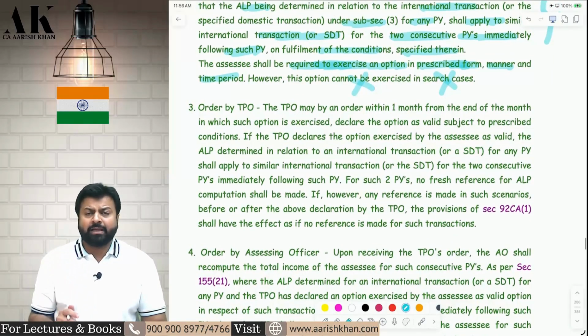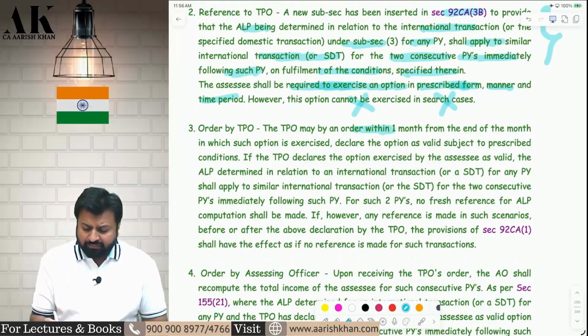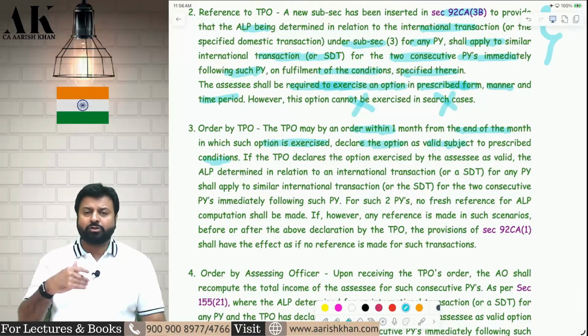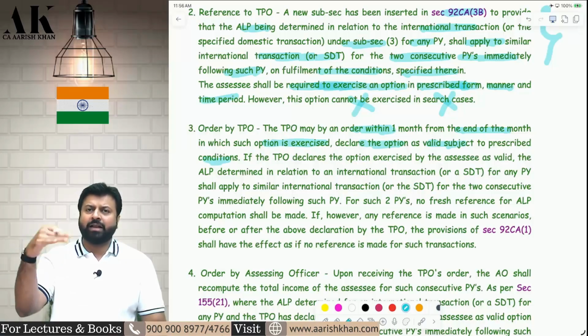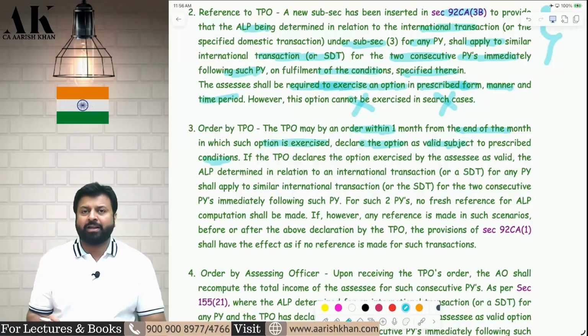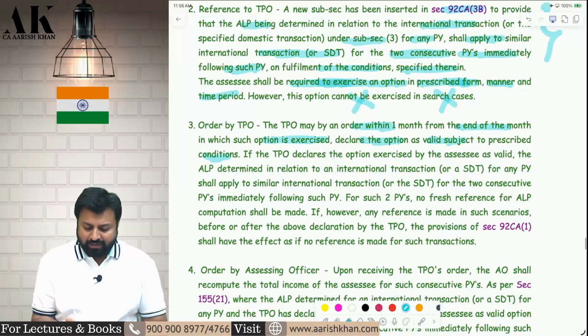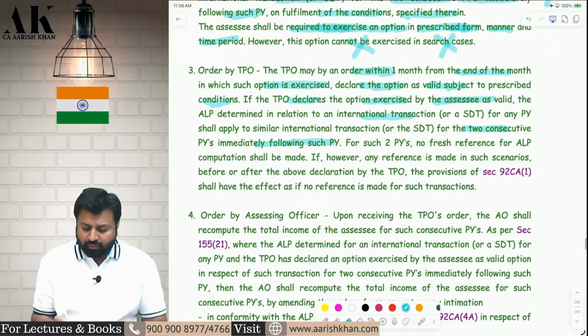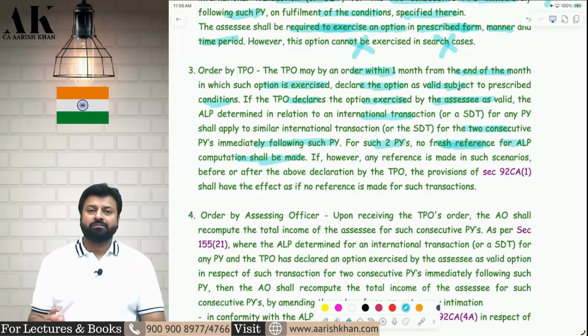Now, after you give an application, the TPO will pass an order within 1 month from the end of the month in which the option is exercised and declare the option as valid, subject to prescribed conditions. So once you make an application, the TPO will declare the option as valid, and for the next 2 years also the same arm's length price will be applied in your case. No need to refer again and again. And once the TPO declares the option exercised as valid in respect of an international transaction or SDT for any previous year, for the 2 consecutive previous years immediately following such previous year, the AO will not refer to the TPO. So for the next 26-27 and 27-28, the AO will not refer to the TPO.